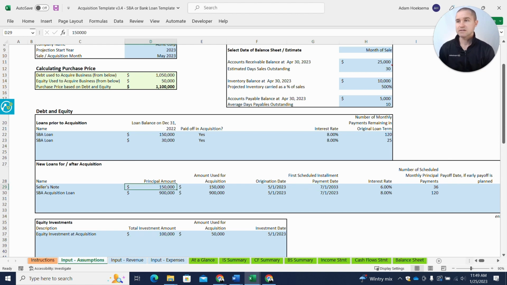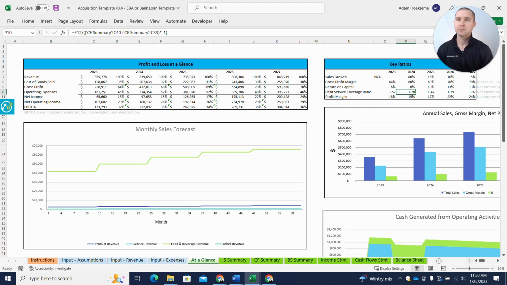So maybe the seller says, nope, I'm not doing a $150,000 seller note. I'm sticking with the 50. Not willing to do that. But because of cash flow purposes, the bank isn't willing to go up to $1 million on the loan side. So then your option is you could increase this by 100,000. So you get your equity investment and acquisition up to 200,000, and you can use 150 of it for the acquisition. So we get our purchase price back up to the 1.1, and we can look at our debt service coverage ratio, and yep, we're still in good shape at the 1.28 based on that scenario.